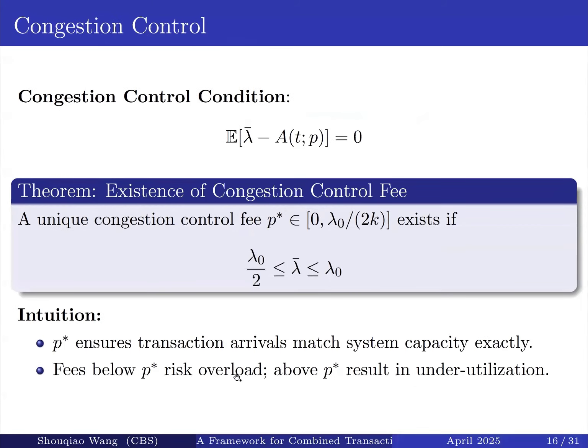And for congestion control, our primary objective is to balance the rate of transaction arrivals with the system's capacity to handle them. The congestion control condition is expressed as the expected arrival rate matching the system's capacity lambda bar. We have established a theorem that asserts the existence and uniqueness of the congestion control fee if lambda bar is inside the interval of lambda 0 over 2 and lambda 0.